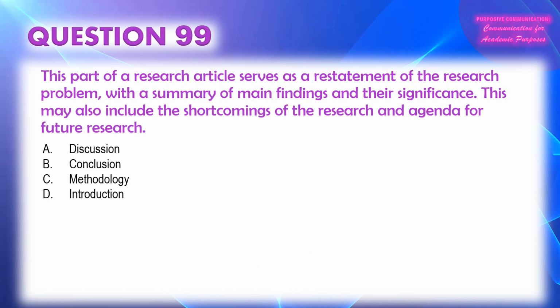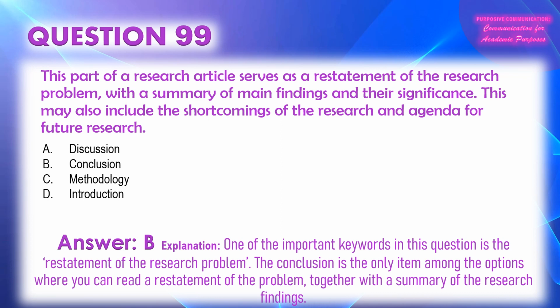Question 99. This part of a research article serves as a restatement of the research problem with a summary of main findings and their significance. This may also include the shortcomings of the research and agenda for future research. Answer B. Conclusions. One of the important keywords in this question is the restatement of the research problem. The conclusion is the only item among the options where you can read a restatement of the problem together with the summary of the research findings.